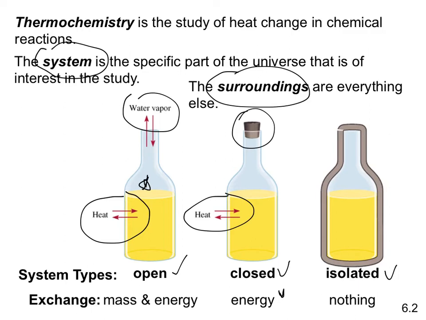So we have these 3 types of systems. You should be familiar with what they are able to exchange with the surroundings. Remember that your reaction flask, in this case, is the system. It's been defined that way. So therefore, everything else surrounding it is the surroundings.